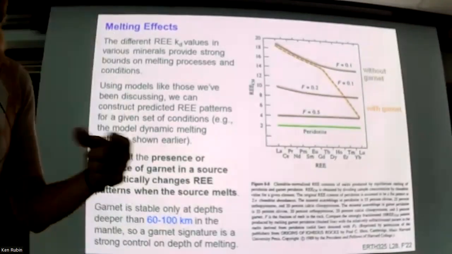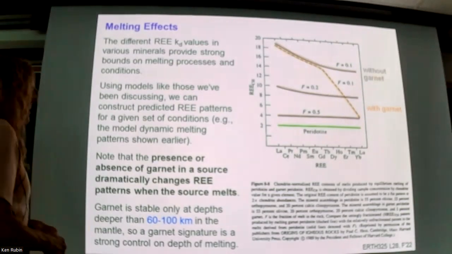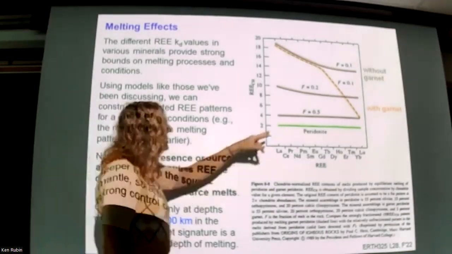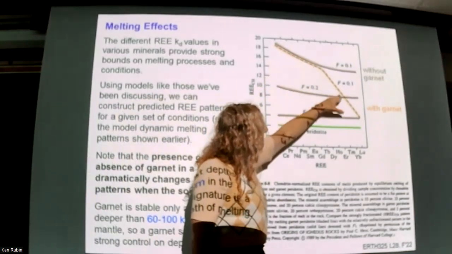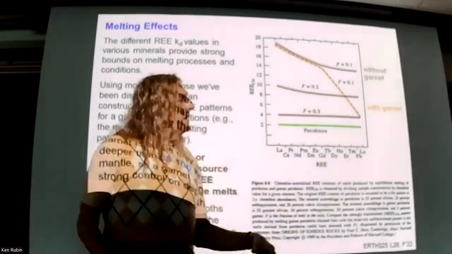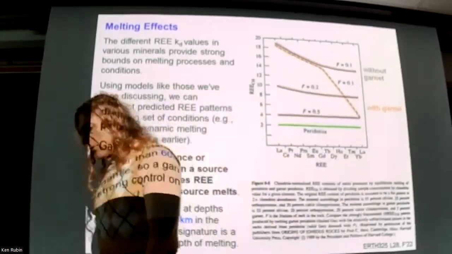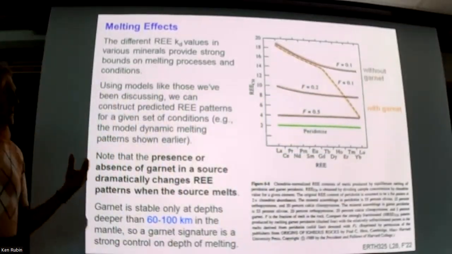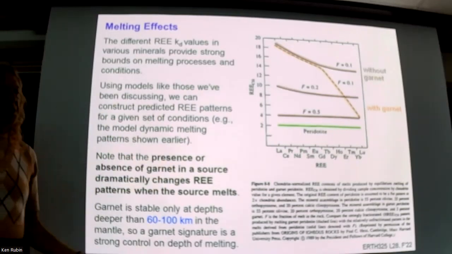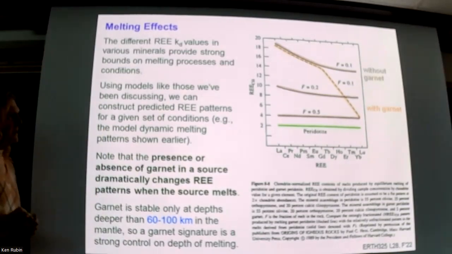Okay. Now, if we add in garnet, which has that very strong capability to partition the heavy rare earth elements, you'll see that where we start to see a big difference when we melt in the presence of garnet is in the heavy rare earth elements. See how this has such a steep line. So we have questions like, how deep does melting initiate underneath Hawaii? Or how deep does it initiate under Yellowstone? Or, name your place.